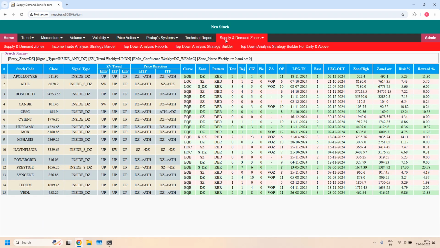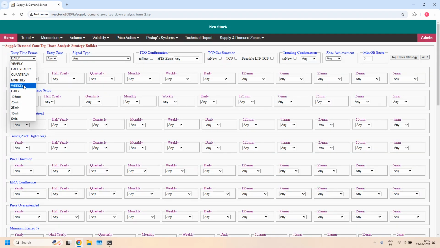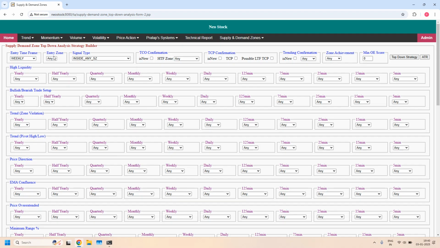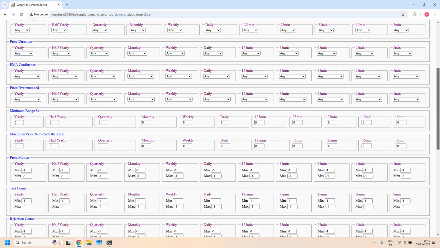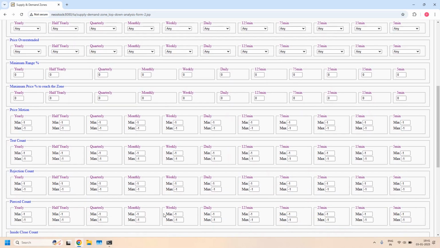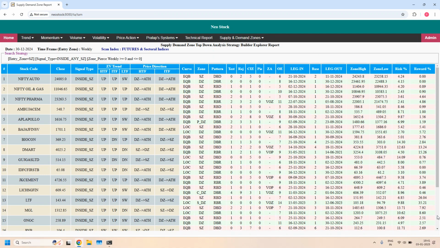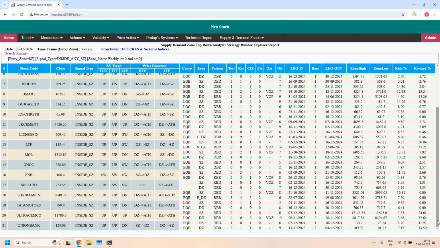Okay, next, weekly time frame. Price closed inside the weekly supply zone, and these weekly supply zones should not be pierced. So in the pierced count at weekly time frame, minimum value 0, maximum value 0. Let's filter. So first 15 stocks in the list where price closed inside the weekly supply zone. I am scrolling the list down. So total 21 stocks are filtered where price closed inside the weekly supply zone.